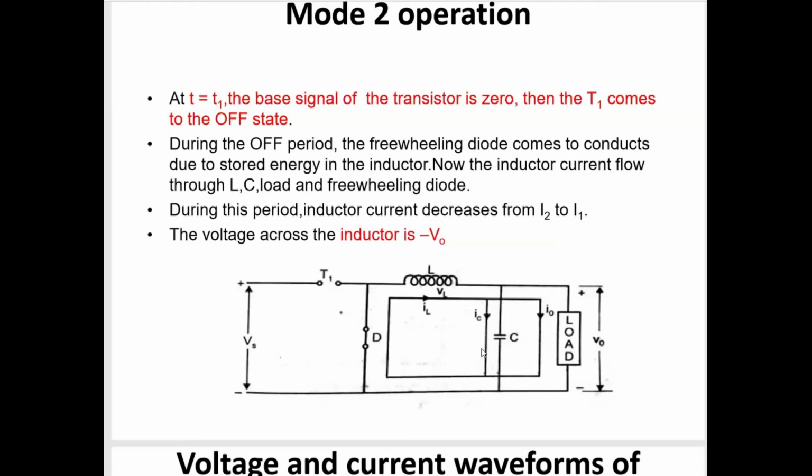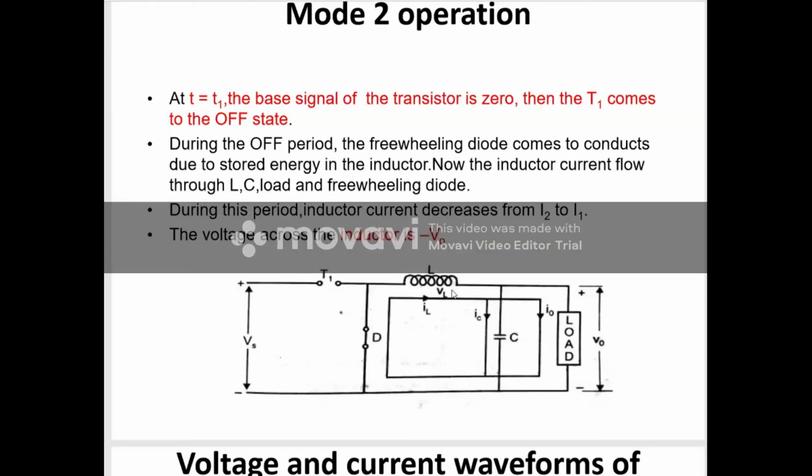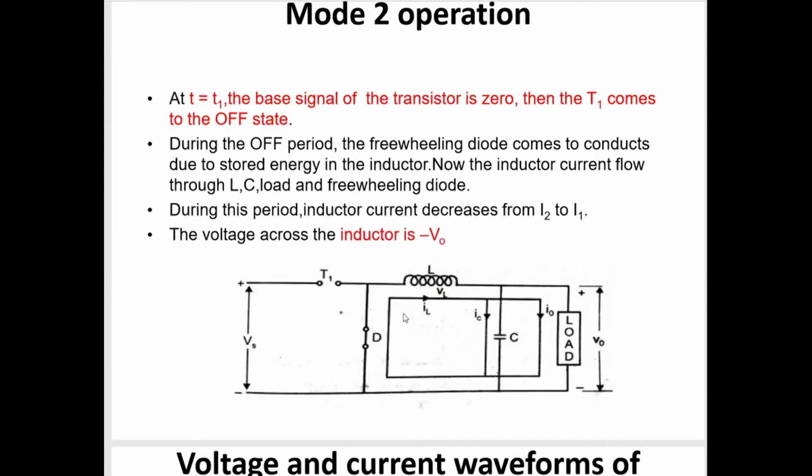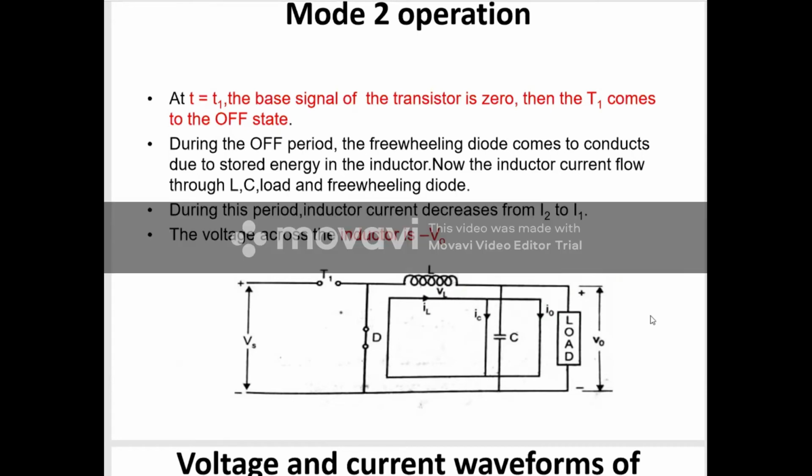Now, what is the voltage across the inductor? Apply KVL to this loop of L, C. This is a closed path. If you apply KVL, VL plus V0 equals 0, so VL equals minus V0. So the voltage across the inductor is minus V0. During the two conditions, we derived the values.